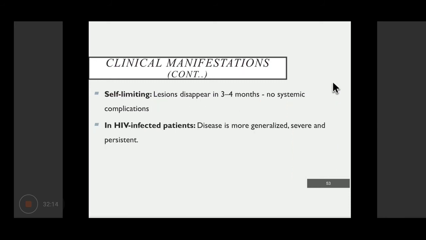This disease, Molluscum contagiosum, is mostly sex-limited, but in patients with HIV or other immunocompromised patients, the disease can become more generalized and severe.